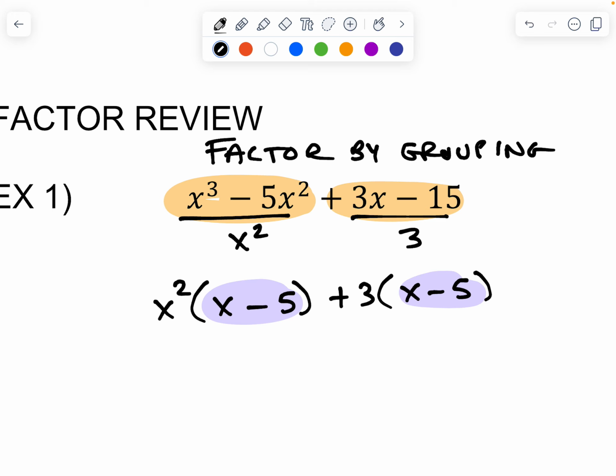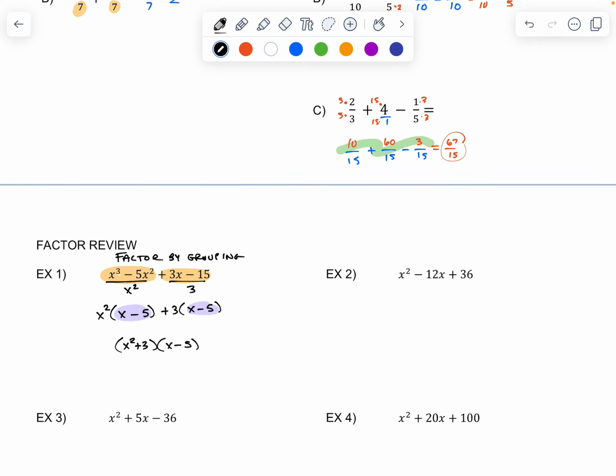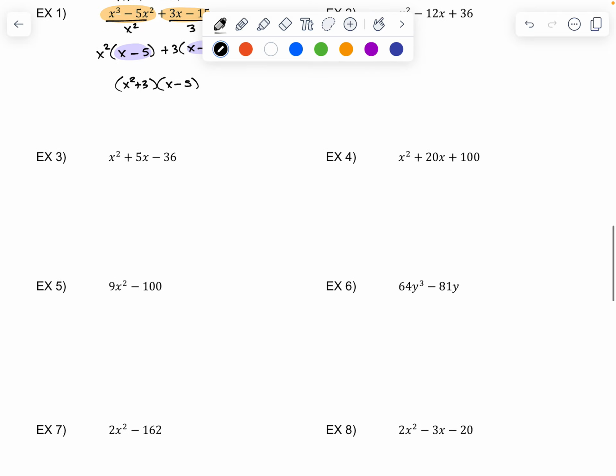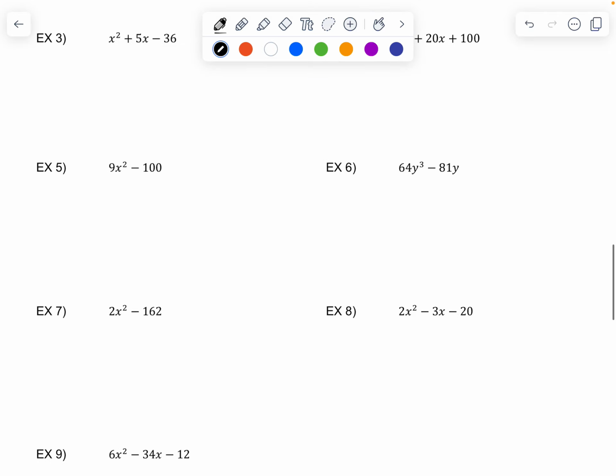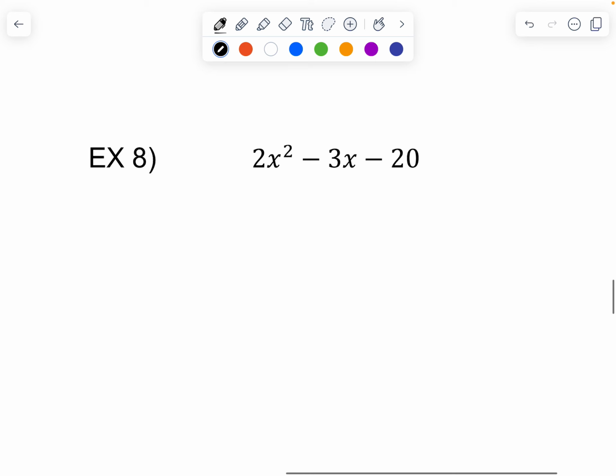Once you have that, the x minus 5 is one of the terms from factoring, and the x squared plus 3, the stuff that you GCF'd, would make the other term. So that's factor by grouping. We can do that for every factoring problem if necessary. So let me just jump ahead here. If I have a problem like number 8, we can do that problem, which is typically a difficult problem, with factor by grouping. But there's some catches to this.